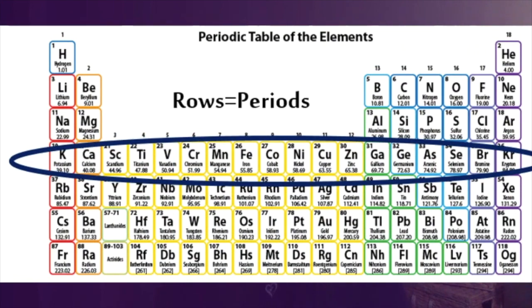So that's one way you would decode it. You would need to know what a period is. And eventually you're going to find out the period number gives you information as well about the elements in there.